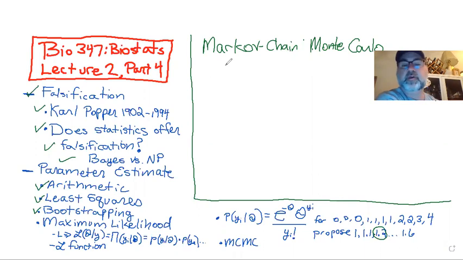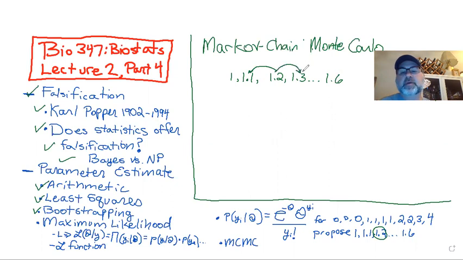Okay, and so we have these proposed numbers: 1, 1.1, 1.2, 1.3, ... 1.6. So Markov chain means if you have 1.2, right, you can take one step, and then one step. And Monte Carlo means you either go back or forward, okay?